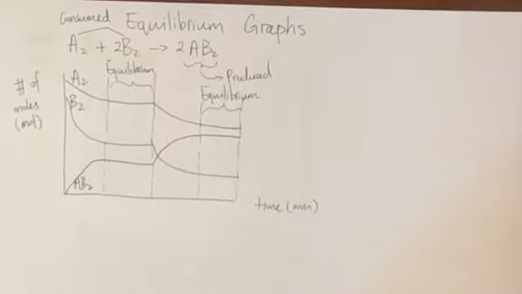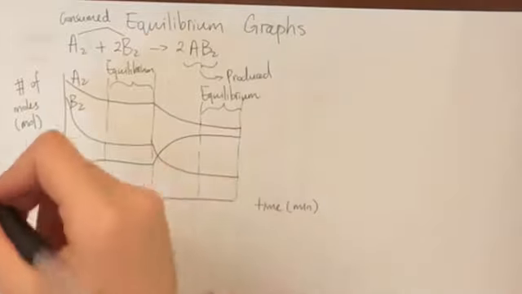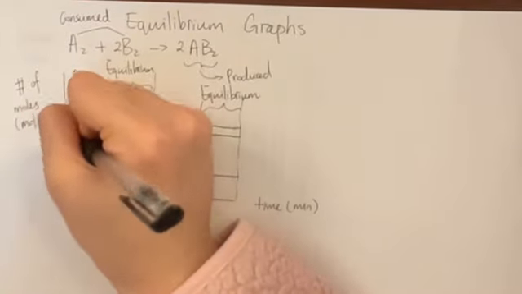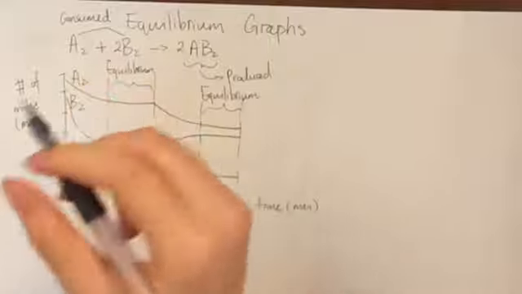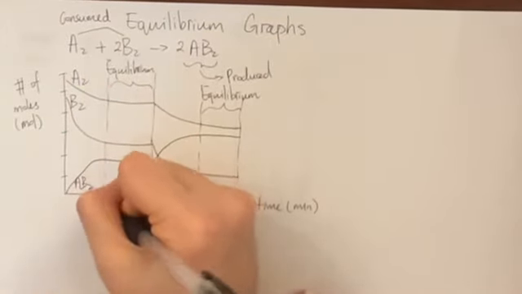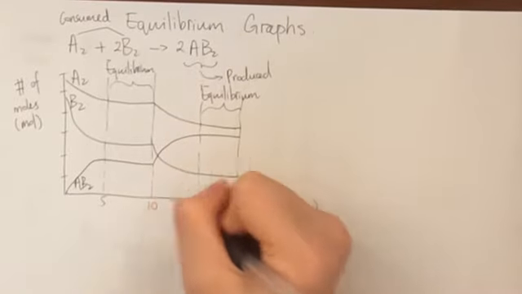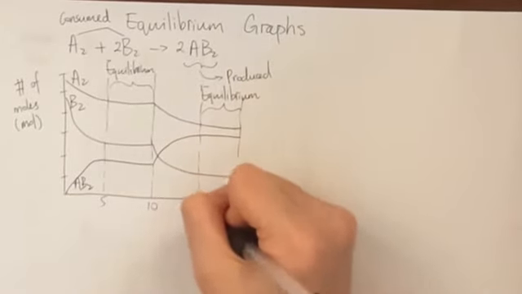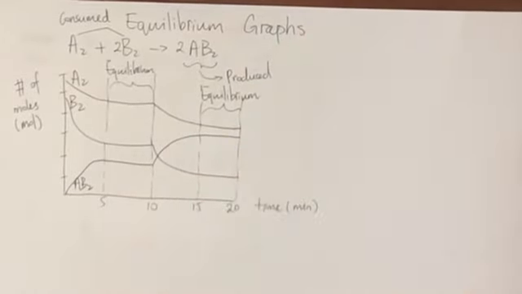And if we want to graph it more accurately, we can label some points here. These correspond to the moles, and this is the time. I'll just label like 5, 10, 15, and 20. Okay, but remember, you don't have to be able to graph this on your tests or quizzes, but you definitely have to identify it, like which part is which.